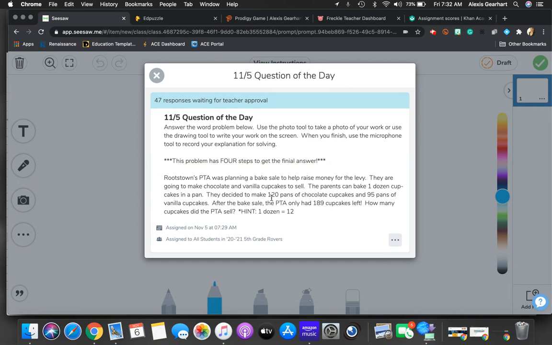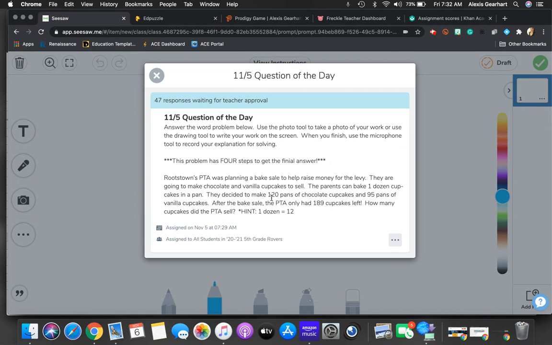After the bake sale, the PTA only had 189 cupcakes left. How many cupcakes did the PTA sell? Hint, 1 dozen is equal to 12. So the first step for this problem is to figure out how many chocolate and vanilla cupcakes the PTA made.